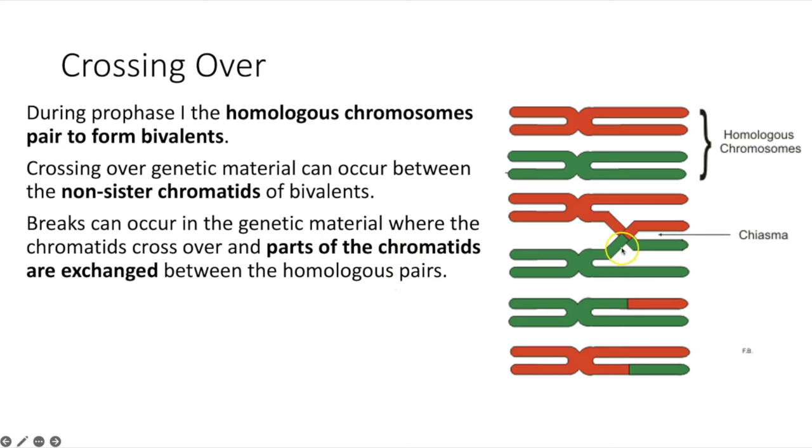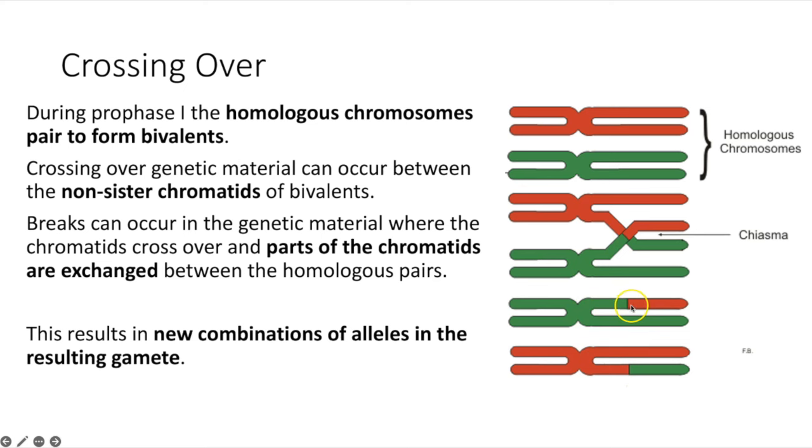Where those non-sister chromatids cross over, it can put tension on that chromatid, causing parts of the chromatids to break and then swap, and they're exchanged. Because they've now swapped a section of that chromatid, they have exactly the same genes because they're homologous chromosomes, but they might have had different versions, or different alleles, of those genes. That results in new combinations of alleles in the resulting gametes that will be made from these chromosomes.